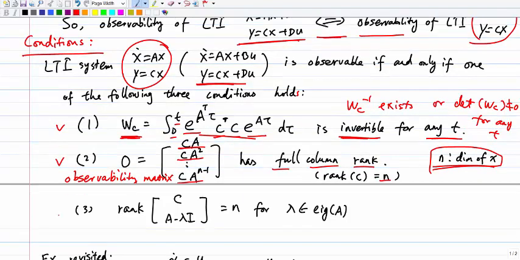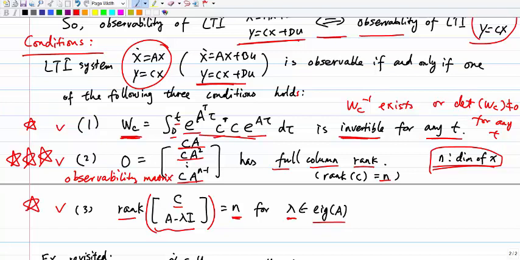The last condition says you put C right here, and you put A minus lambda I below that. This is a matrix. If the rank of this matrix is n for any eigenvalue of A, then the system is observable. So there are three conditions. The second one is the most popular one, and the first one is also useful. The last one is probably equivalent, but the first one is probably a little more popular than the last one.